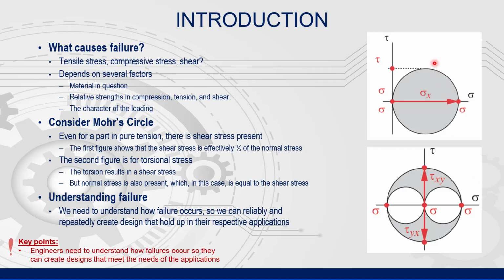Recall that even when we have a case of just normal applied stress only, there is still a resulting shear stress. Here's the Mohr circle. We have applied normal stress, and yet we still see we are getting shear stress. The shear stress is effectively 1/2 of the normal stress. It is important for us to understand how stress results in failure so we can properly design our systems to avoid failures from occurring.